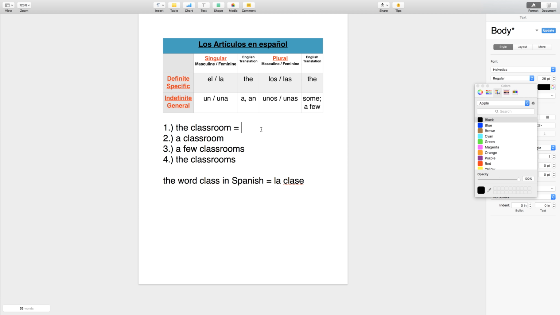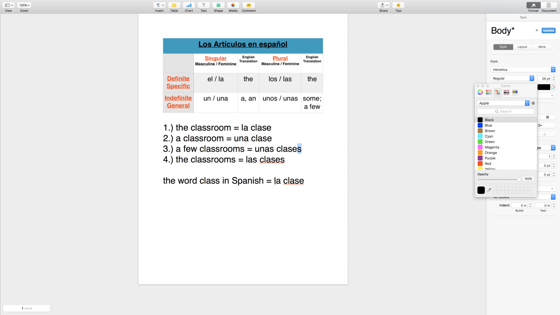So this is only one classroom. We're going to go to the singular column. It's going to be more specific, so it's going to be la right here. La clase. A classroom or a class is going to be una clase. A few classrooms would be unas clases, and then finally the classrooms, since it's feminine, will be las clases right here. Again, same thing here applies with the plural, adding an S.